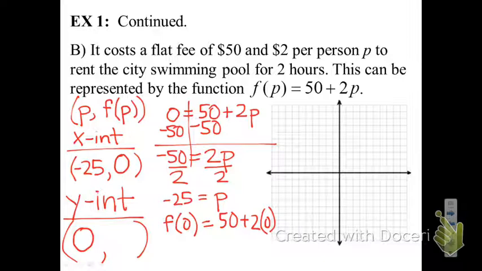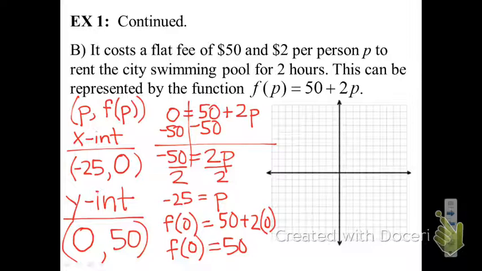I hope you guys see that. So what is f of 0? 50. Yes, exactly. Wait, so P is Y? And that will give you your y-intercept. Oh, because you multiply 2 by 0. Yeah, 2 times 0 is 0, so it's just 50.